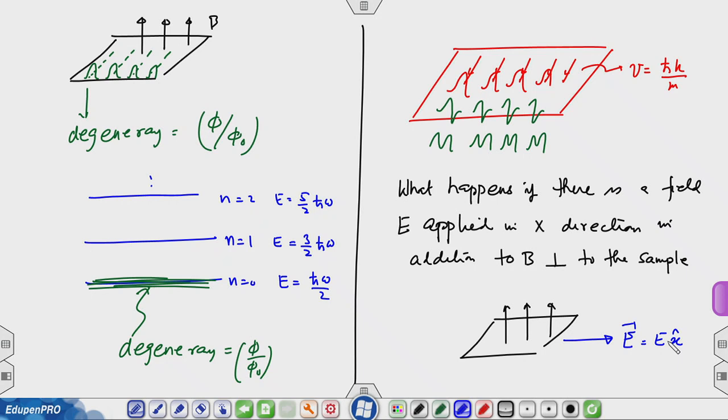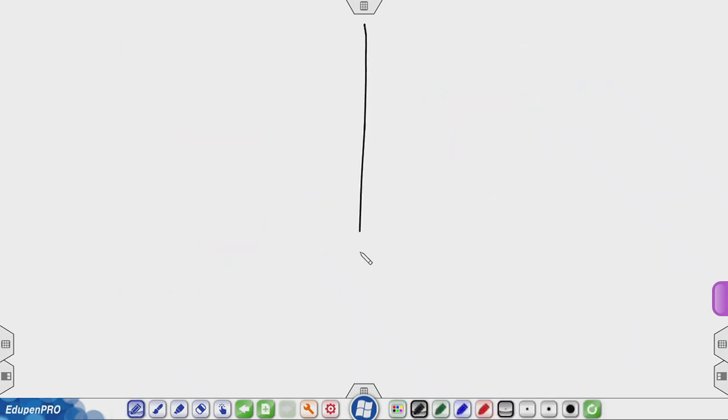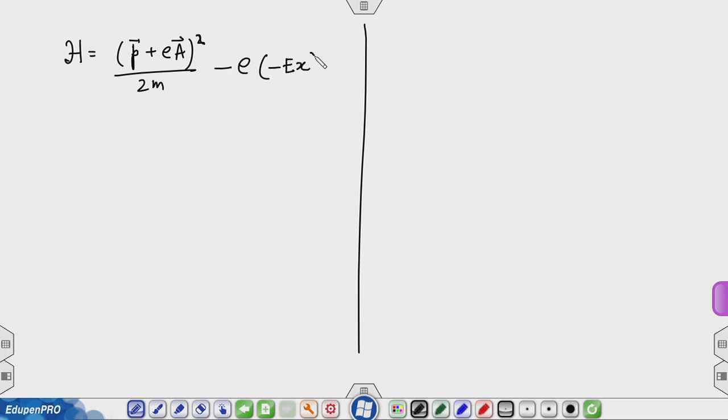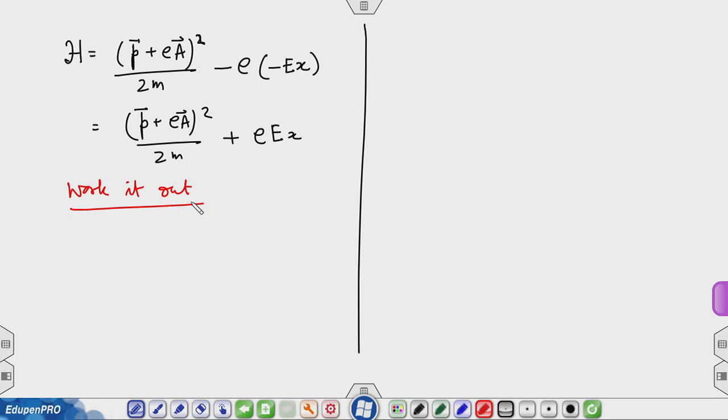So the Hamiltonian change is, so the Hamiltonian now is going to be equal to P plus eA squared over 2m. Charge is minus e, potential is minus eEx. So this is going to be P plus eA squared over 2m plus eEx. So there is this additional term to the previous Hamiltonian.